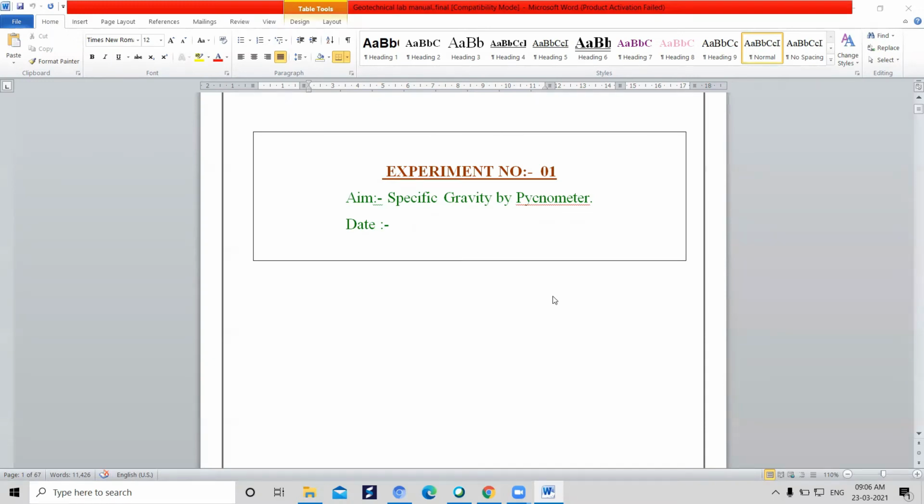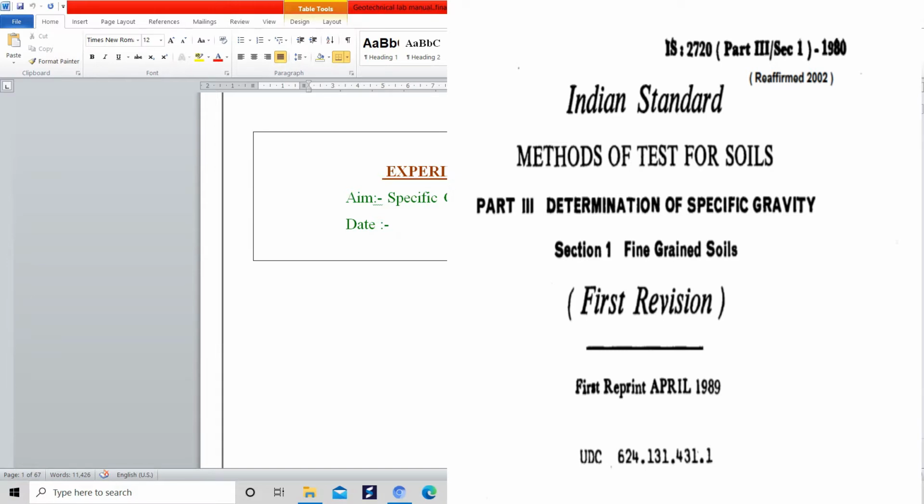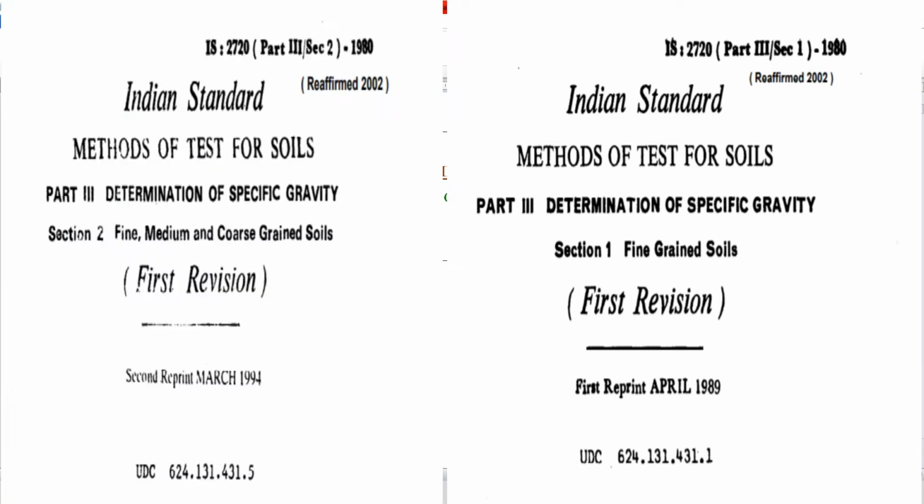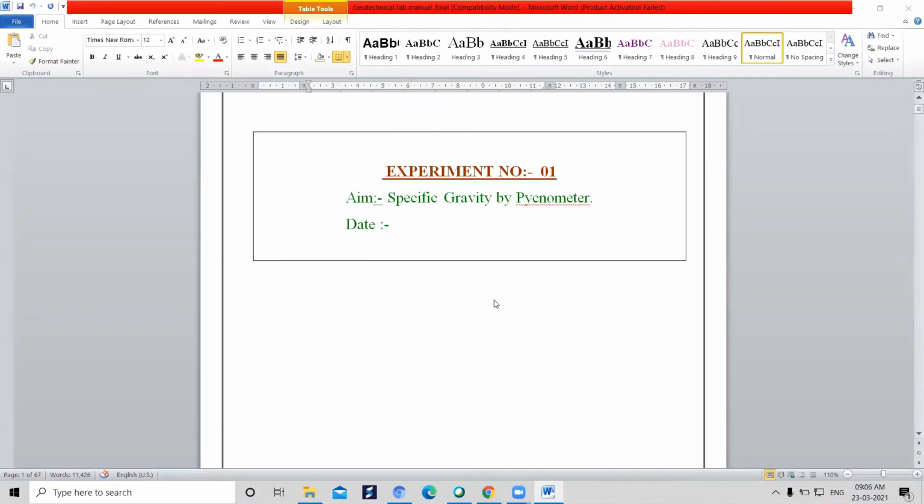Hello all. Today we are going to perform virtually the specific gravity by Pycnometer or density bottle method. The IS code we are following is IS 2120 part 3. In this part 1 and part 3, you have two sessions, session number 1 and session number 2. Session 1 is the density bottle method and session 2 is the Pycnometer method. Both the methods, the procedures are the same, but the equipment is a bit different.